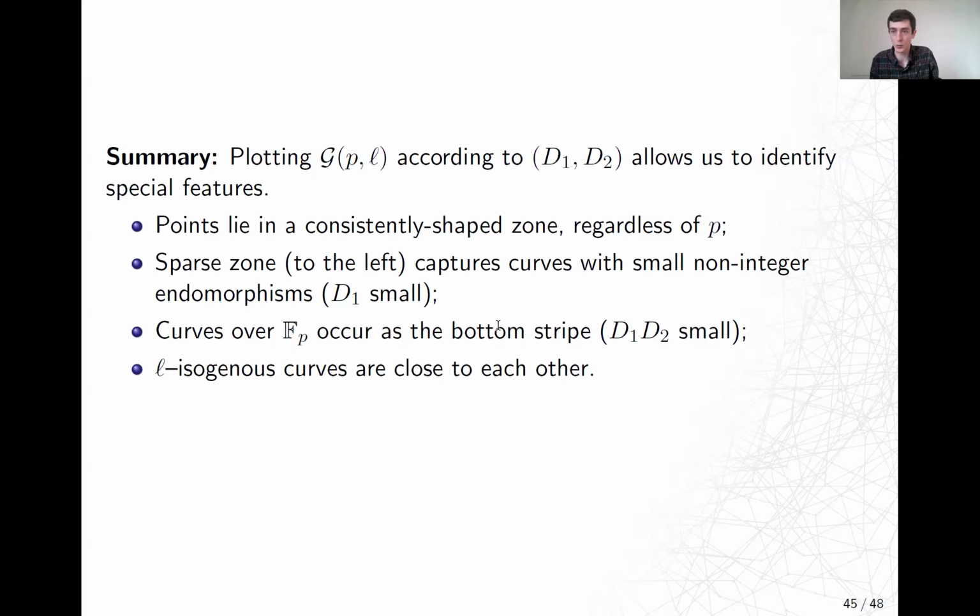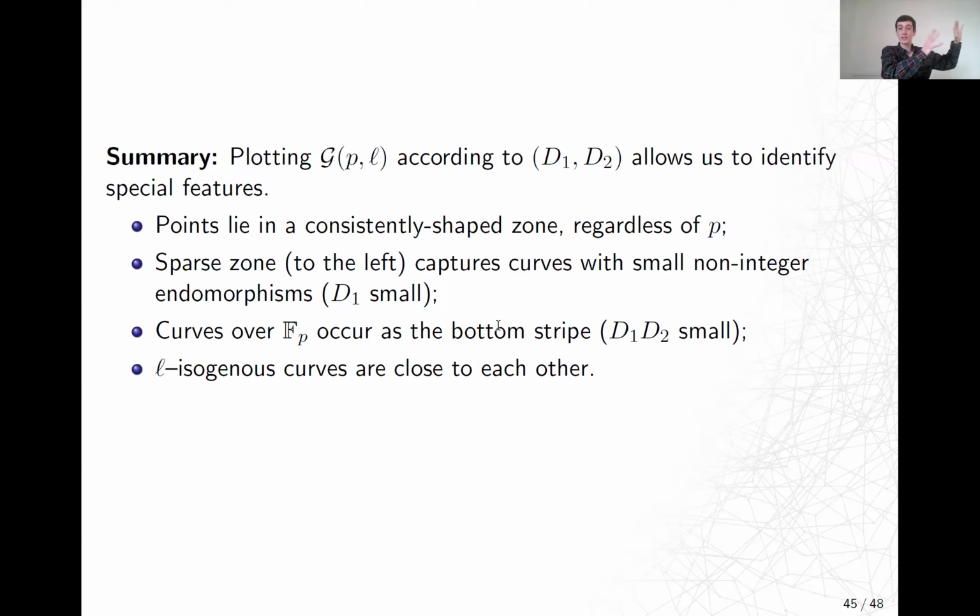Okay, so I'm going to bring things to a close now. The summary is that if we plot this supersingular isogeny graph according to D1, D2, we get to see lots of really interesting features of the supersingular isogeny graph. So first of all, this gives us a consistent way of plotting the isogeny graph, regardless of p, because the only thing that changes in the shape is the scale. It essentially grows like log p. So if we divide by log p, we can plot all supersingular curves over any p within the same triangle.